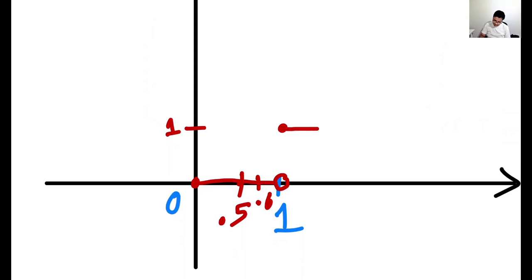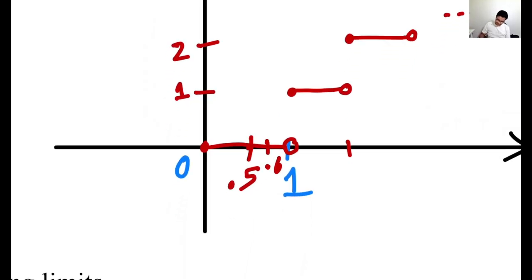And that will continue for 1.1, 1.2, 1.3. For all of them, the largest integer less than that is 1, until you reach 2. At 2, you will have to jump to 2, continue, and so on, right? That's on the right side.